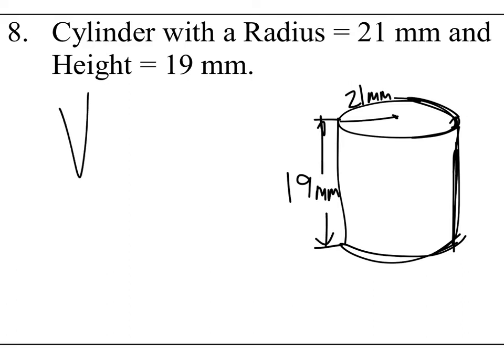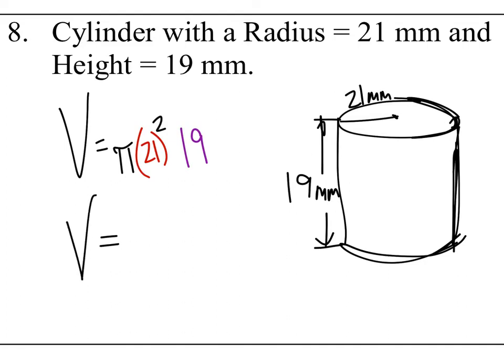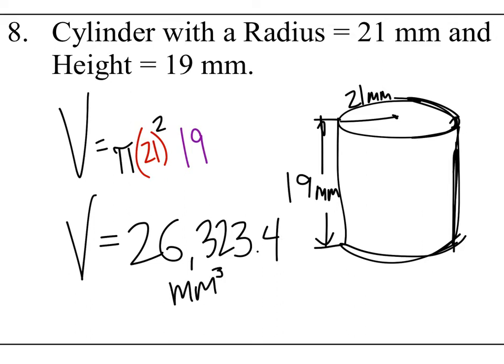So to find the volume, which is pi times the radius squared times the height, we're just going to replace the values that we know. The radius is 21, and the height is 19. So I can type this in exactly as I see it. Alright, now this is a large number. I'm just going to round it to the tenths. My volume is 26,323.4. But we need to label this in millimeters cubed.